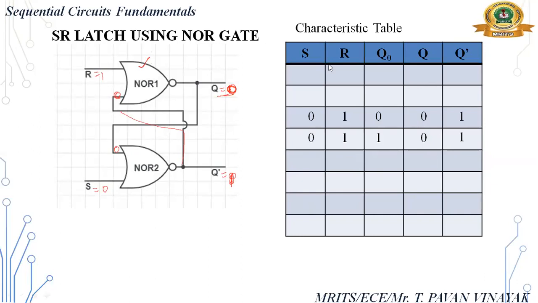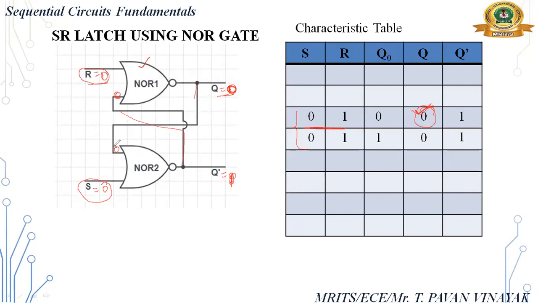Now I am taking R is equal to 0, S is equal to 0. What is the previous value now? What is the previous Q value? You already know. Previous Q value is 0. There is no other value, because previously you performed the operation 0 and 1. So for that, the previous value is 0.